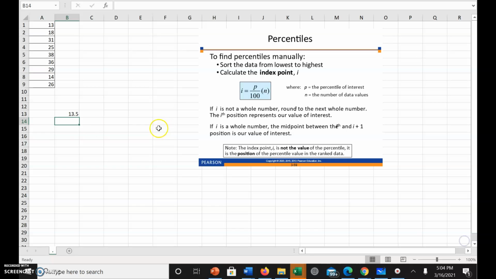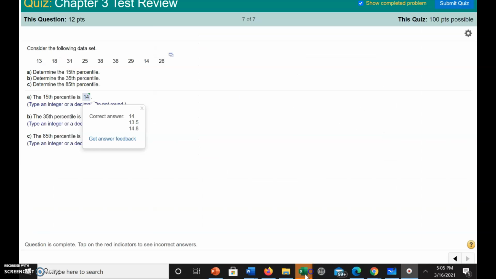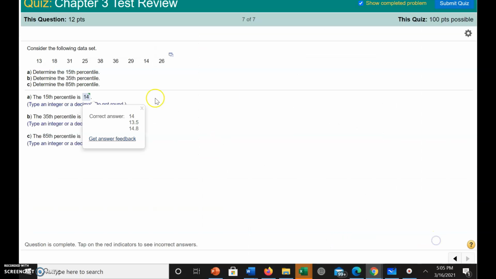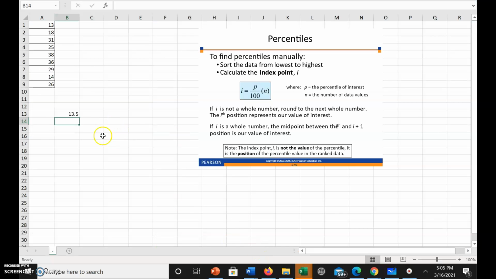Okay, so let's look at this. So, that's our array, and we want the 15th percentile. And so when you do that, you do percentile.exc, and you highlight this array, and then you put 0.15, and you get 13.5, which technically they will accept any of these three answers. But let me show you how to do this using the formula.